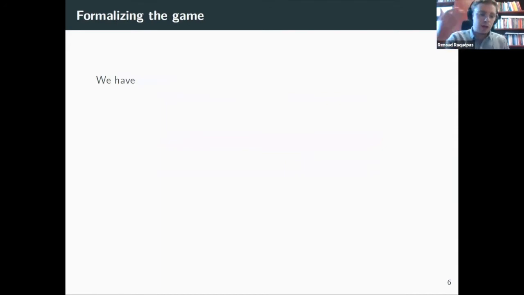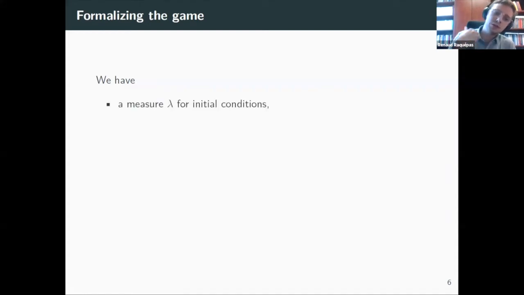If I want to put mathematical objects on this mini game that we're playing, the objects would be the following. You would need a way of setting initial conditions in your system, so I will use a probability measure on some space. That's how I sample initial conditions. I have a time interval. That's the length of the movies that I'm showing you.